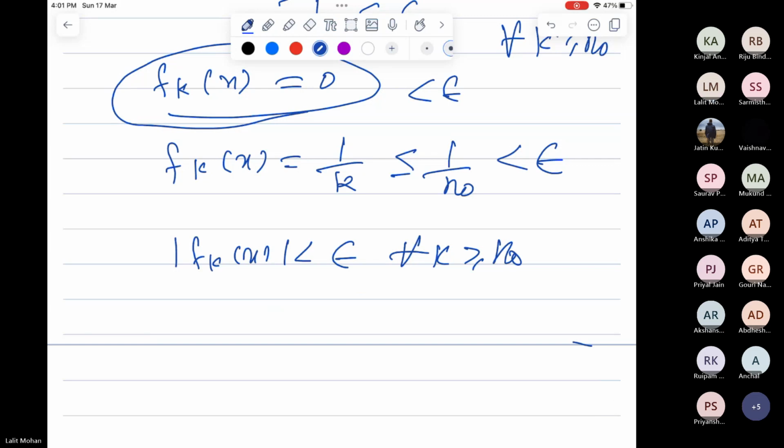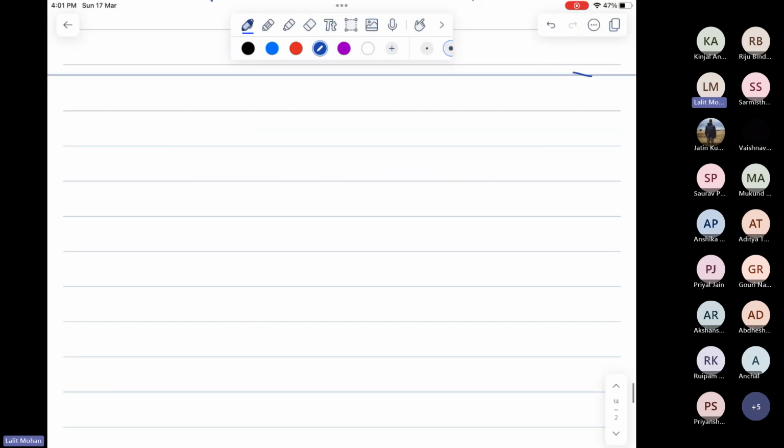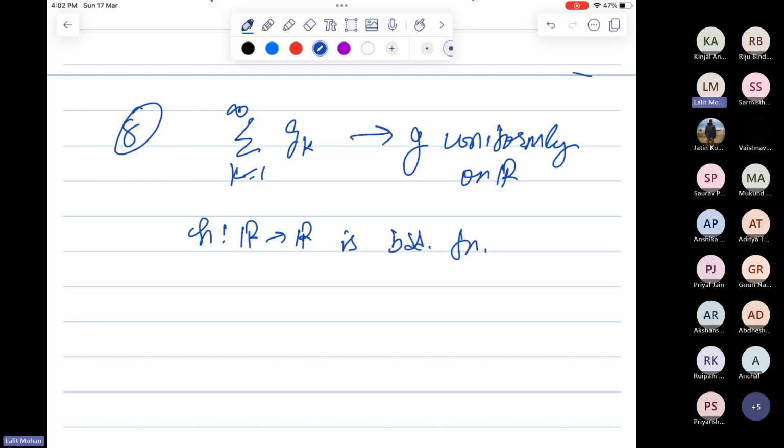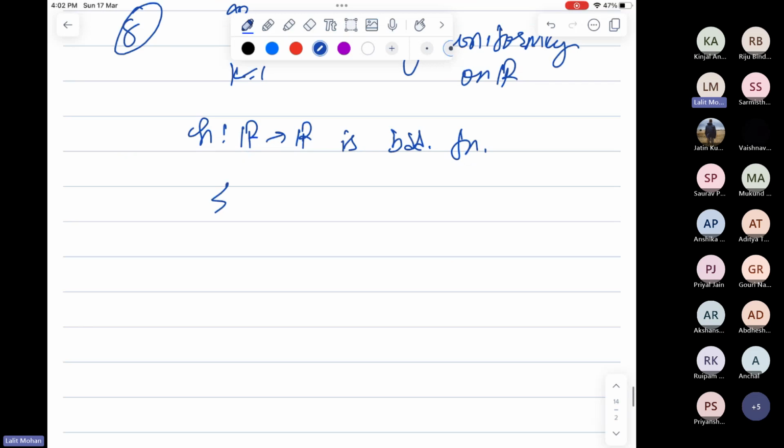So eighth question. It is given that the series, k equal to 1 to infinity of g_k, converges uniformly. This family of functions converges to G uniformly on R. It is given that h from R to R is a bounded function. Then you have to show that the series k equal to 1 to infinity of h(g_k) will converge to hG uniformly on R.